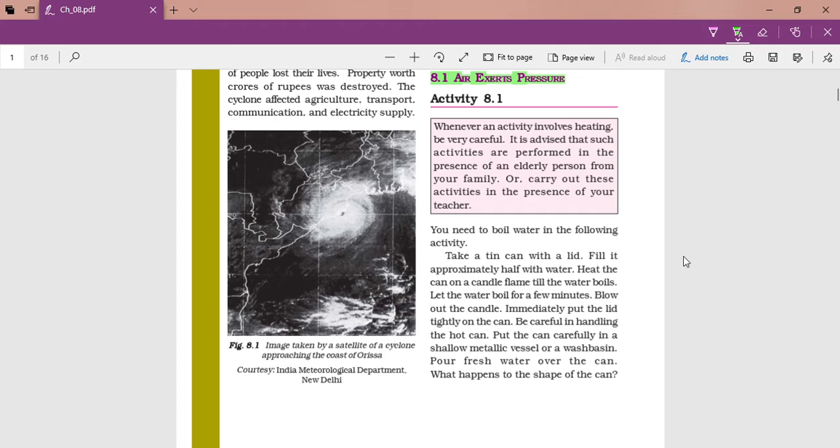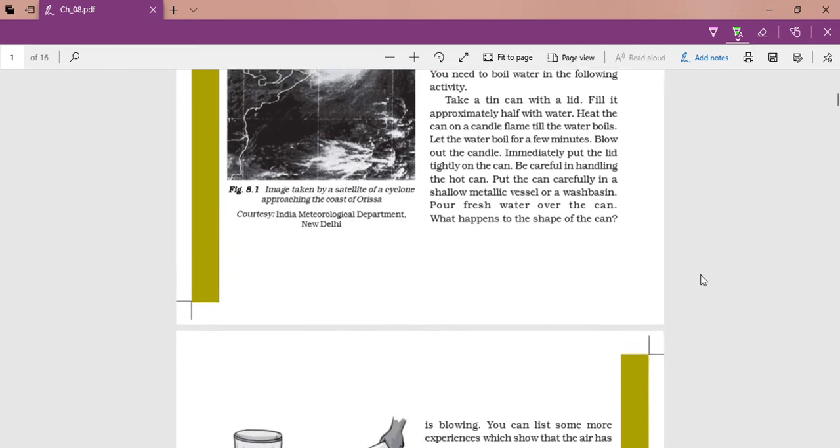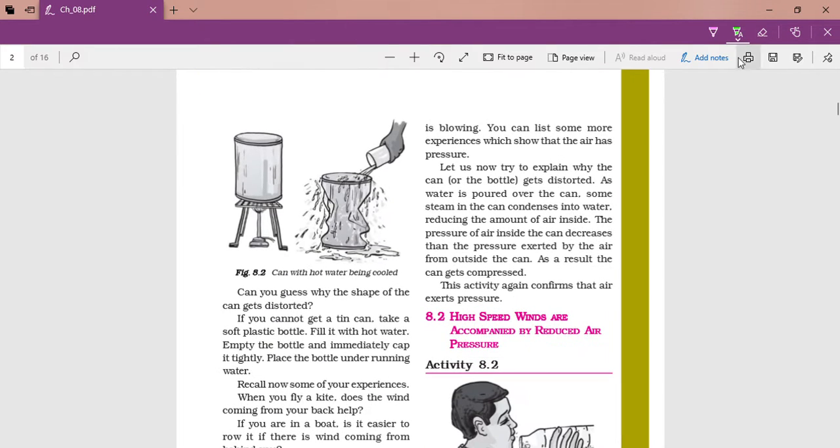But be careful in handling the hot can. Put the can carefully in a shallow metallic vessel or a wash basin. Now pour fresh water over the can. What happens to the shape of the can?